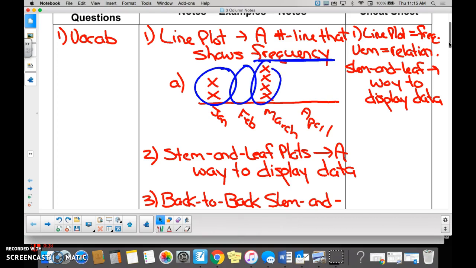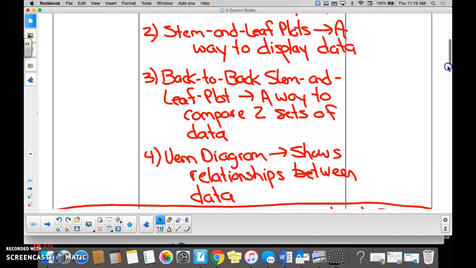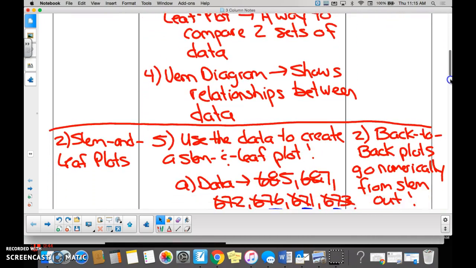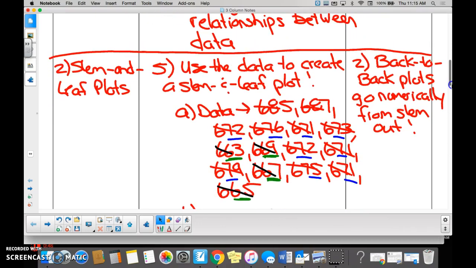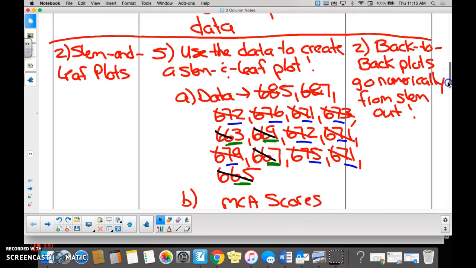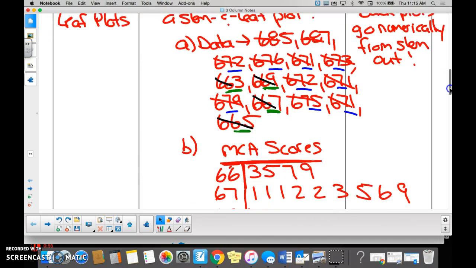Awesome. Stem and leaf plots and back-to-back stem and leaf plots display data, and a Venn diagram shows relationships, and we'll talk about that as we go through here. All right, so here are our MCA scores from 15 kids in 6th grade. This is obviously made up data. We have a 685 starting and so on all the way through. That is a lot of mixed up data.